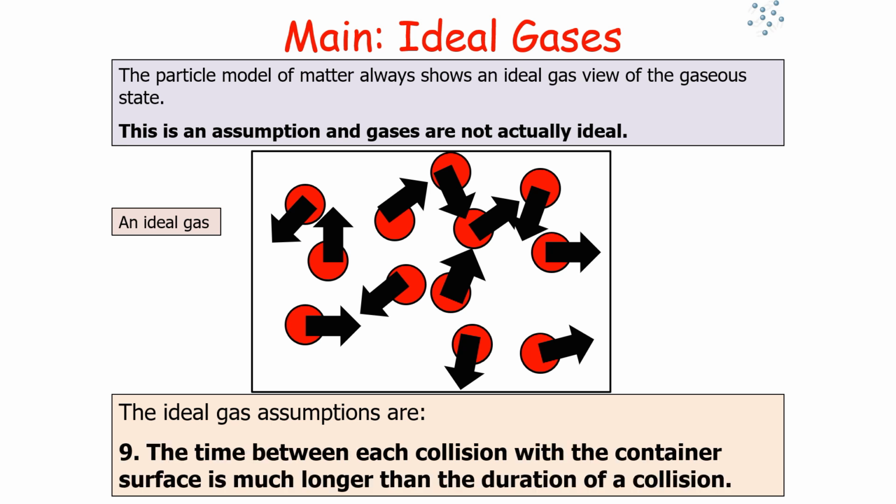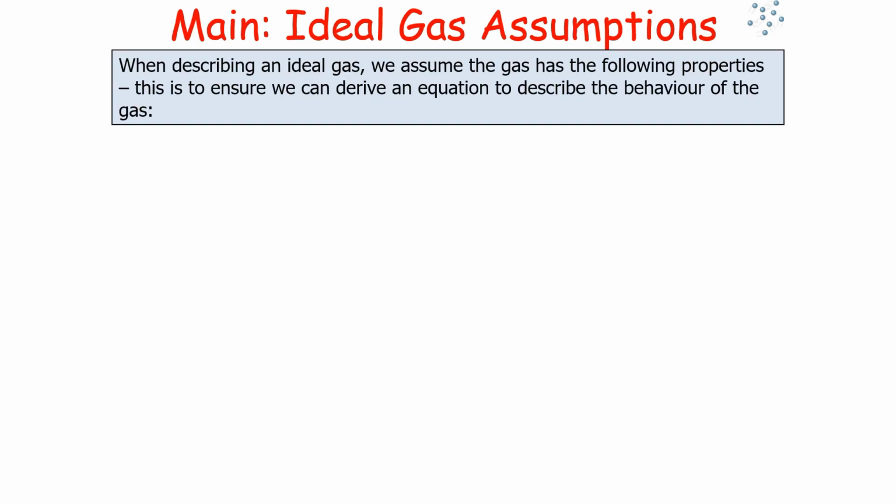And finally, the time between each collision with the container surface is much longer than the duration of a collision for particles in a gas. So, when describing an ideal gas, we assume the gas has the following properties, which is to ensure we can derive an equation to describe the property of a gas.